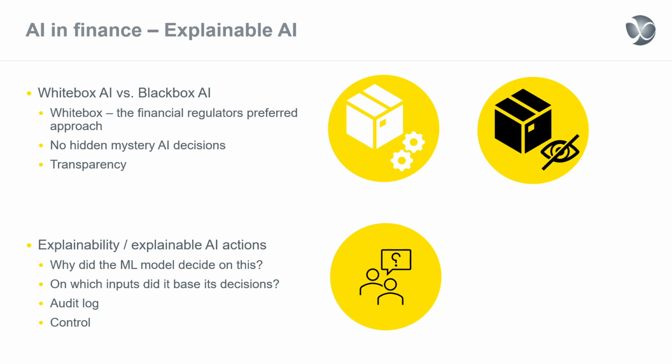to trace this is that the AI has explainability built in so that the AI actions are explainable. Because you need to know why the machine learning model decided on this, and on which inputs it based its decisions. This is mission critical to have in a kind of audit log to control and log the decisions, especially for financial regulators.